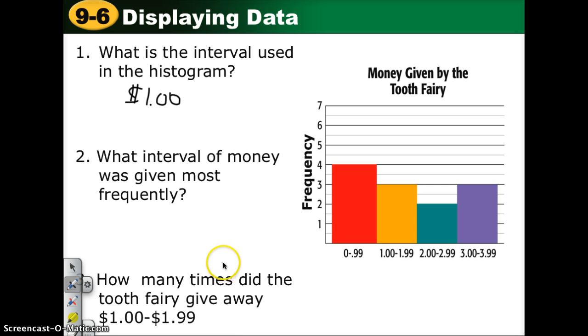What interval of money was given most frequently? That'd be the one that's the tallest, and that would be 0 to 99 cents. And how many times did the Tooth Fairy give away $1 to $1.99? That would be the frequency that matches up. That would be 3.